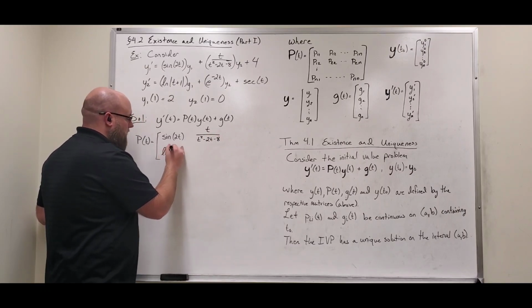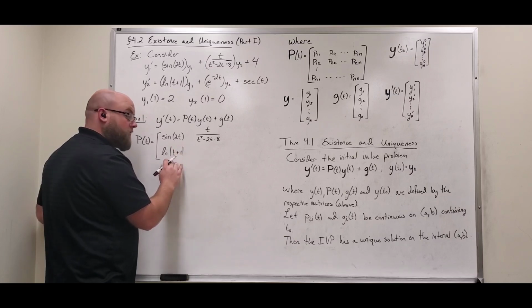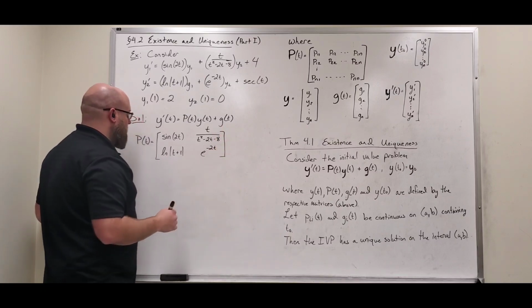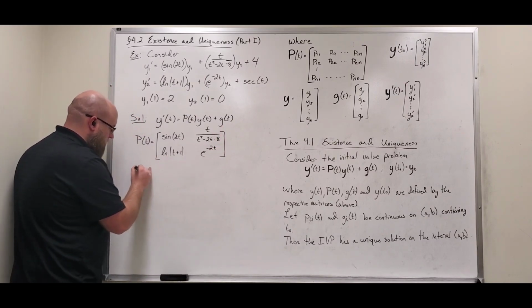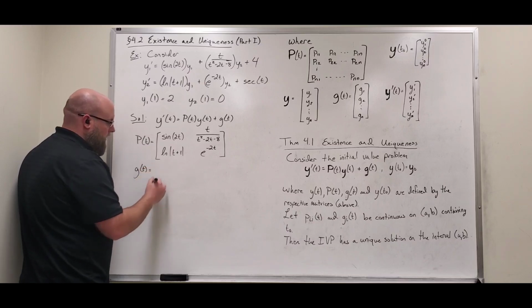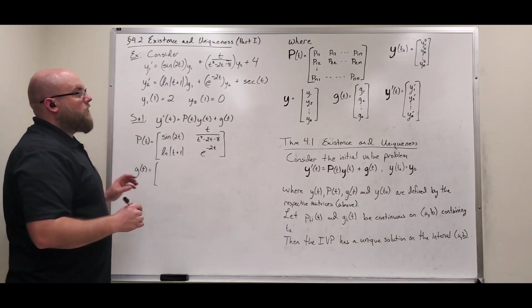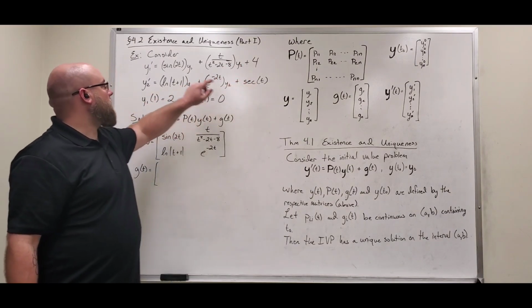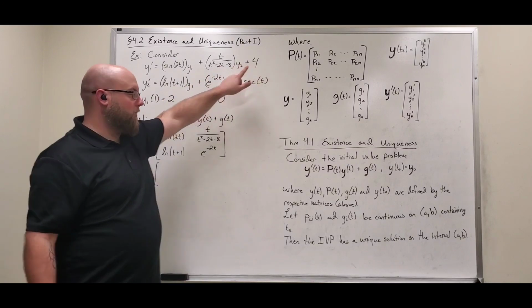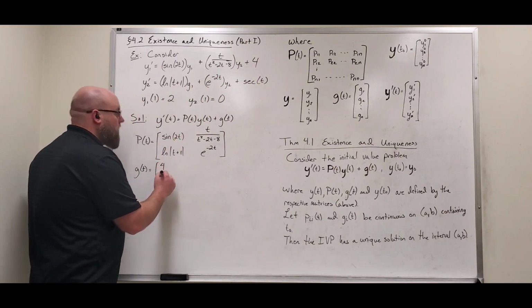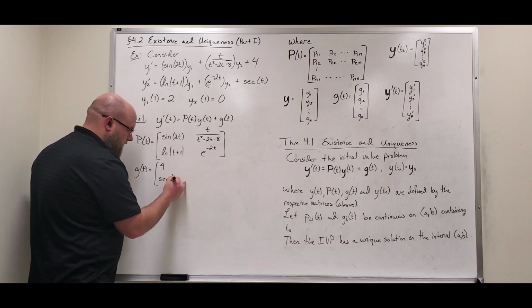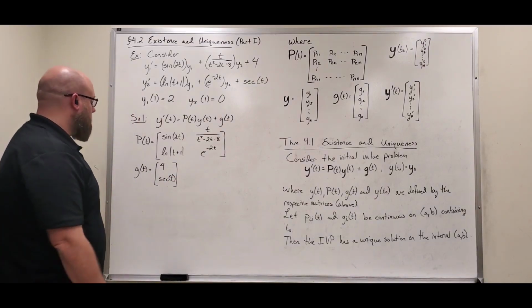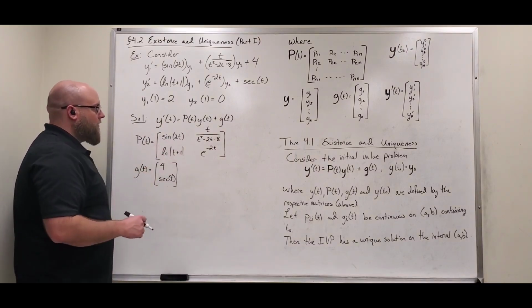And then we're going to have the natural log of the absolute value of t plus 1. There are some nice things that happen with this one. And e to the negative 2t. So this is our p of t. Our g of t is equal to, notice what functions do not have a y with them. It's this 4 and this secant. We have y1 prime and this 4 here, so that means our g1 is 4, and our other one is secant of t. So that's the easy way to spot what your g of t's are. They don't have a y attached to them.